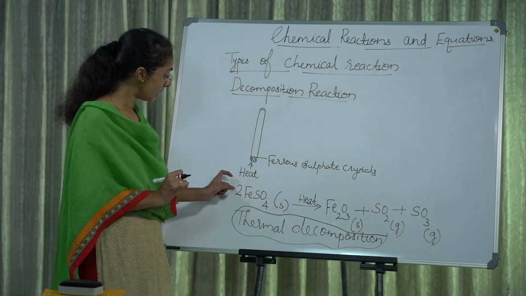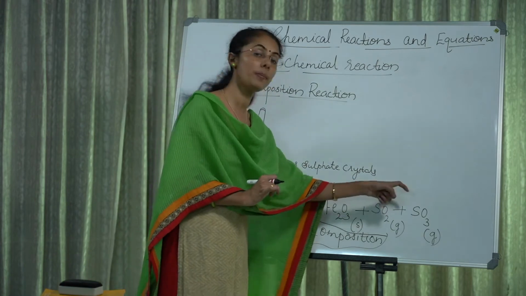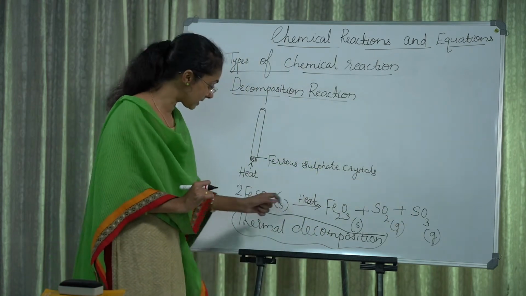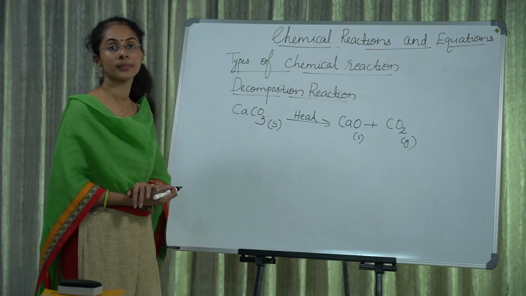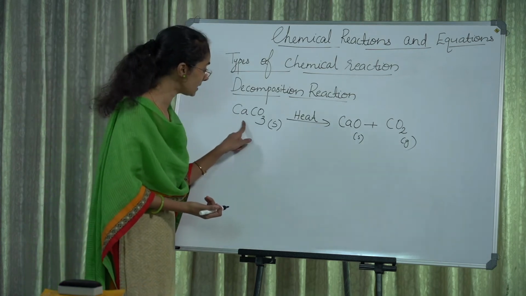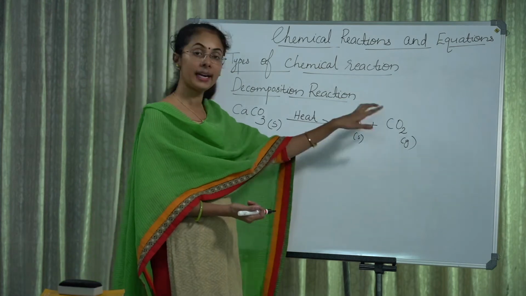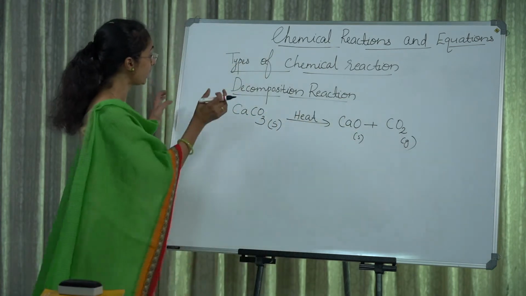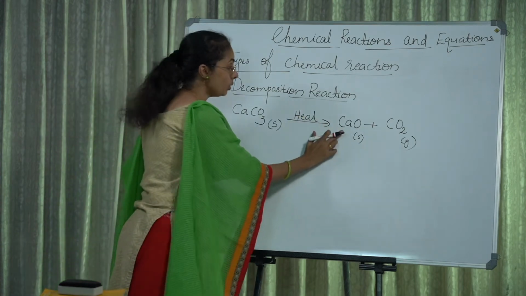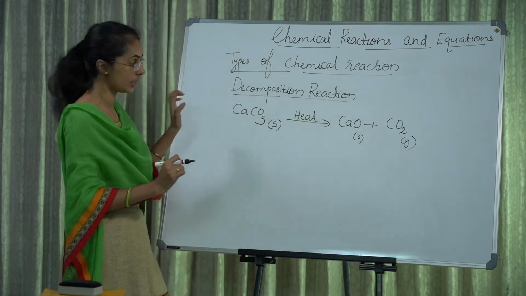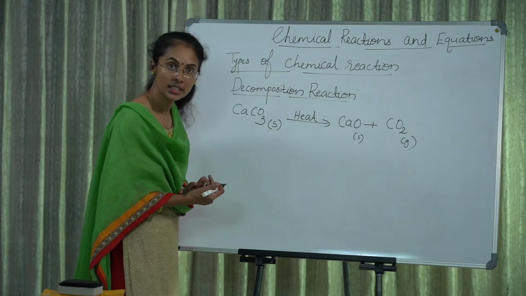So, 2FeSO4 on heating gives Fe2O3 plus SO2 plus SO3. That reaction is a thermal decomposition reaction. Next example, calcium carbonate. Calcium carbonate on heating forms calcium oxide and carbon dioxide. Here also the calcium carbonate is a single reactant. It breaks down into calcium oxide and carbon dioxide, two products. So this one is also a decomposition reaction.